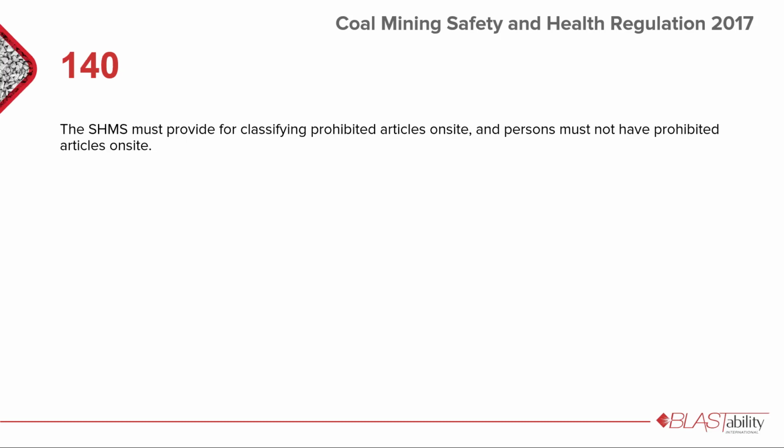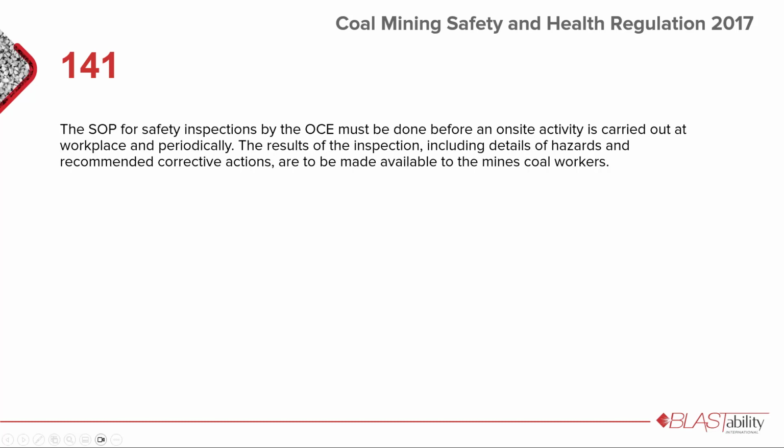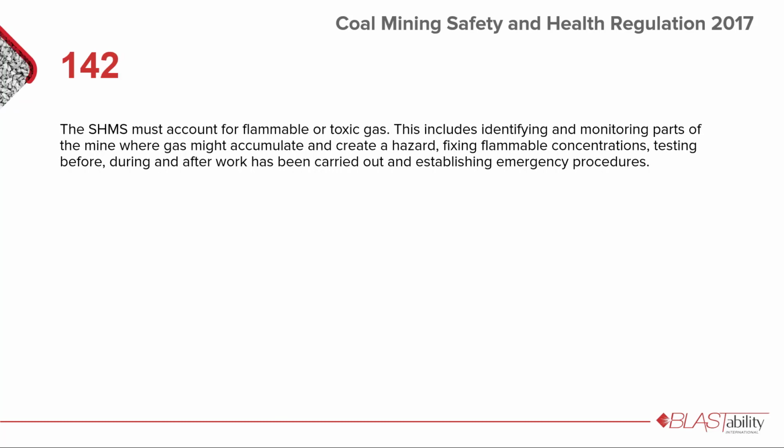140. The SHMS must provide for classifying prohibited articles on site, and persons must not have prohibited articles on site. 141. The SOP for safety inspections by the OCE must be done before an on-site activity is carried out at a workplace and periodically. The results of the inspection, including details of hazards and recommended corrective actions, are to be made available to the mine's workers.